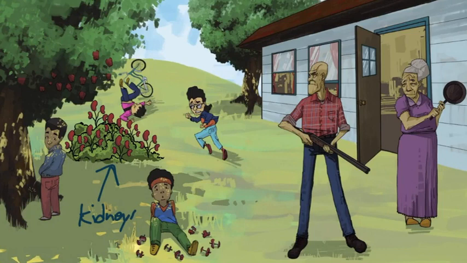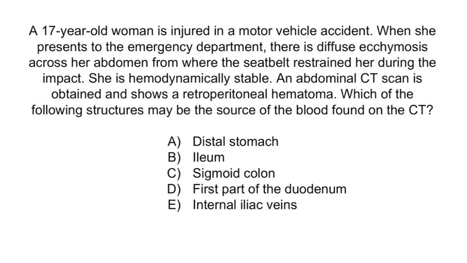Now let's do one last question. A 17-year-old woman is injured in a motor vehicle accident. When she presents to the emergency department, there's diffuse ecchymosis across her abdomen from where the seatbelt restrained her during the impact. She is hemodynamically stable. An abdominal CT scan is obtained and shows a retroperitoneal hematoma. Which of the following structures may be the source of the blood found on the CT?